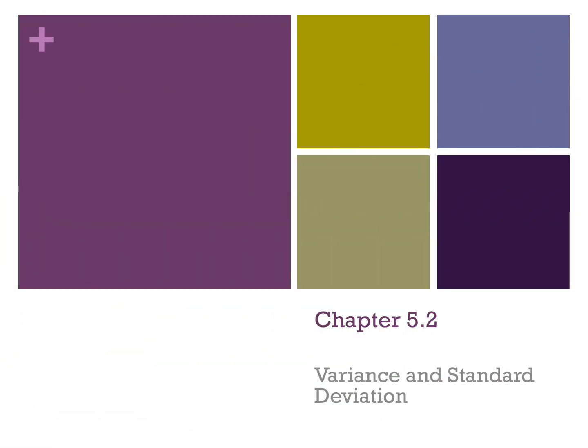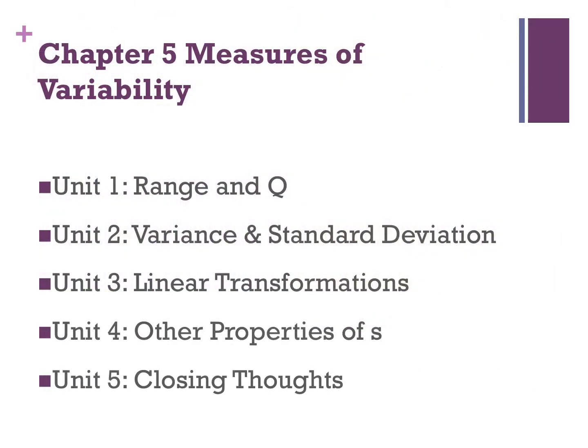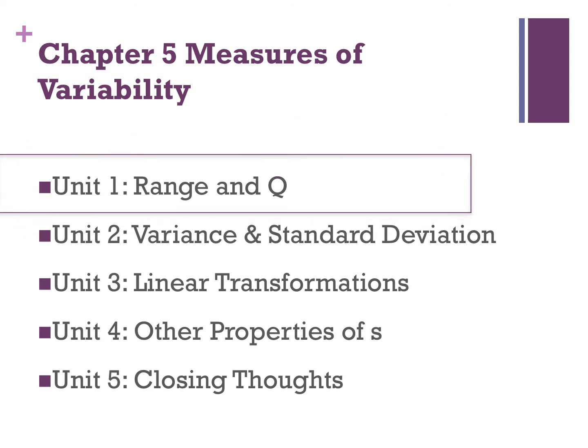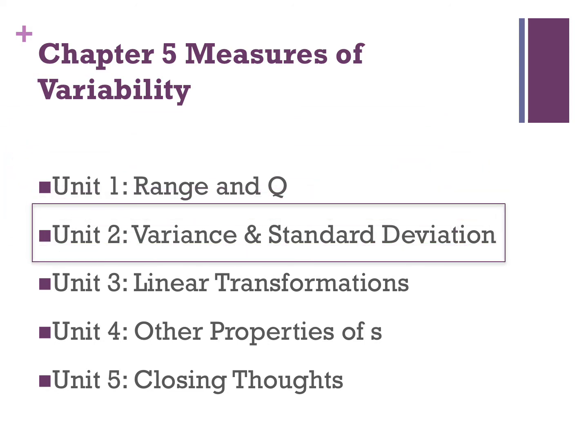So this is chapter 5.2. We'll be learning about variance and standard deviation. The variance and standard deviation will be partnered with the mean. In a similar way, previously we had paired the range and the semi-interquartile range with the mode and the median, respectively.